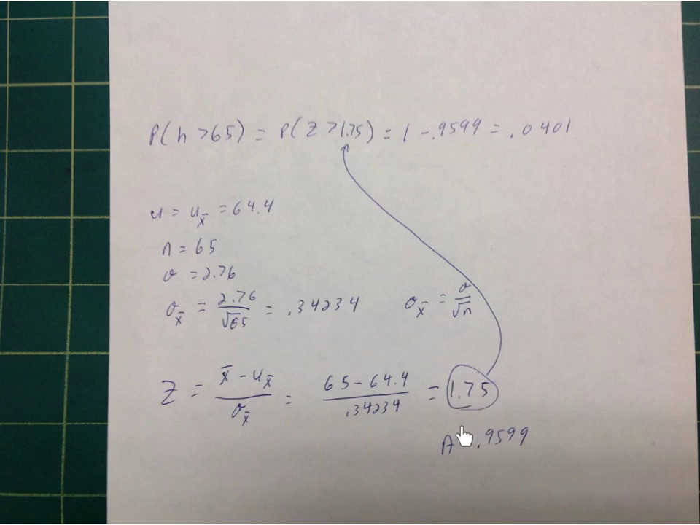Then you could look it up in the table, which I did, to find the area. This would be the area to the left, or you could use your calculator or StatCrunch. And so this is the area left. We want the area to the right, so it's 1 minus 0.9599, which is 0.0401. Hope this helps.